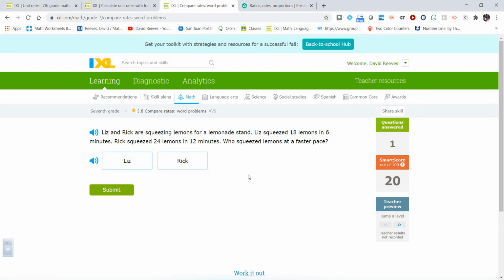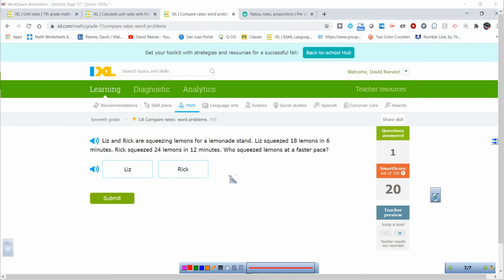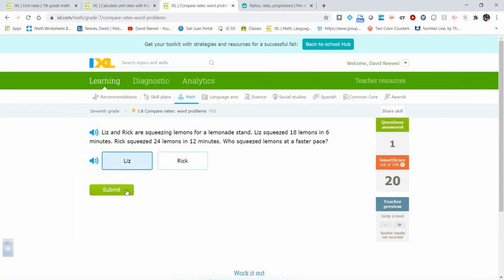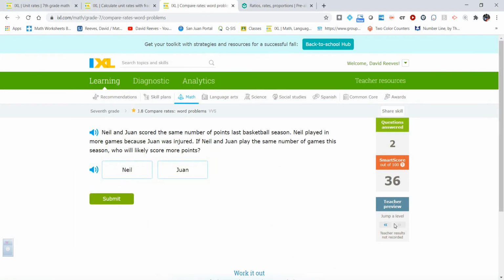All right, lemonade. Liz squeezed 18 lemons in 6 minutes. Rick squeezed 24 lemons in 12 minutes. Who squeezed at a faster pace? Well, we have 18 and 6. We have 24 and 12. Well, 6 goes into 18, 3 times. So Liz was 3 lemons per minute, right? 24 divided by 12, that would be Rick. Rick is 2 lemons per minute. Well, last time I checked, 3 was bigger than 2. So therefore, we're going to say Liz gets the lemon squeezing prize.